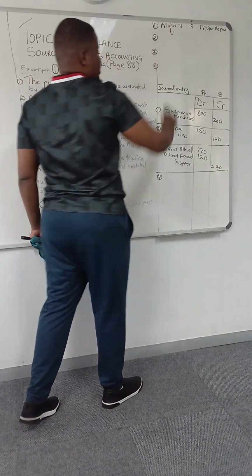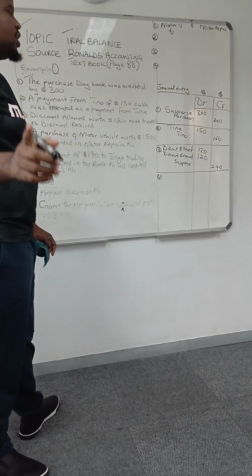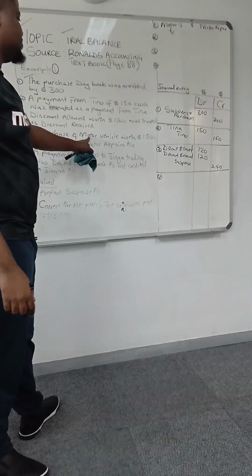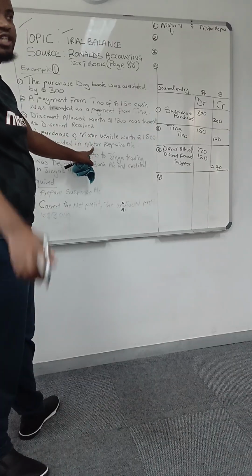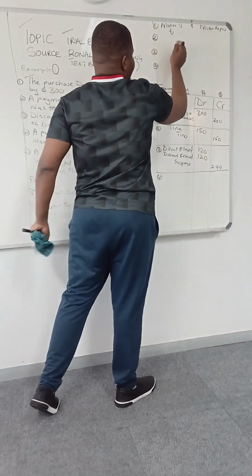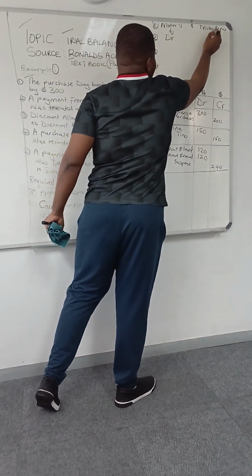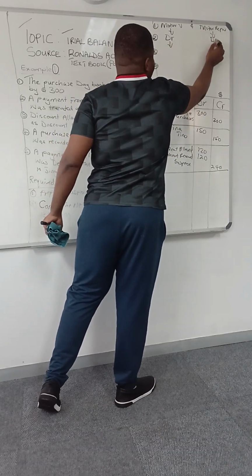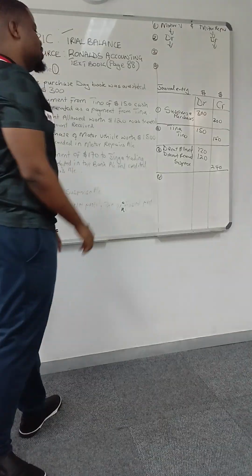Motor vehicle. Remember, this is error of principle. If you understood the previous video, once a capital expenditure is recorded as revenue expenditure, we agreed that that's error of principle, right? So motor vehicle, we record it on debit side. Motor repairs also debit side. So what happened to motor repairs? What happened to motor vehicle?